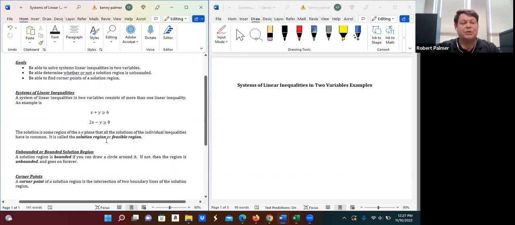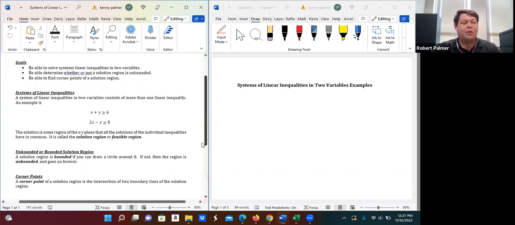So the solution is going to be some region in the xy plane that all the solutions of the individual inequalities have in common. It's basically points that solve both of these inequalities at the same time, or however many inequalities you have, they solve them all at the same time. That's called the solution region, or sometimes the feasible region. Basically, the set of x and y points that will satisfy all your inequalities at the same time.